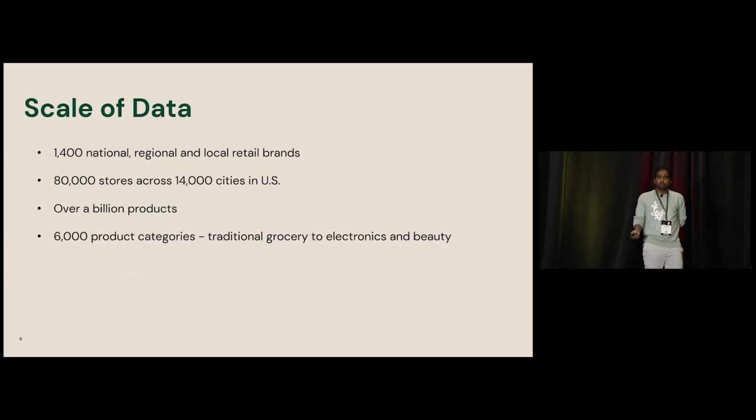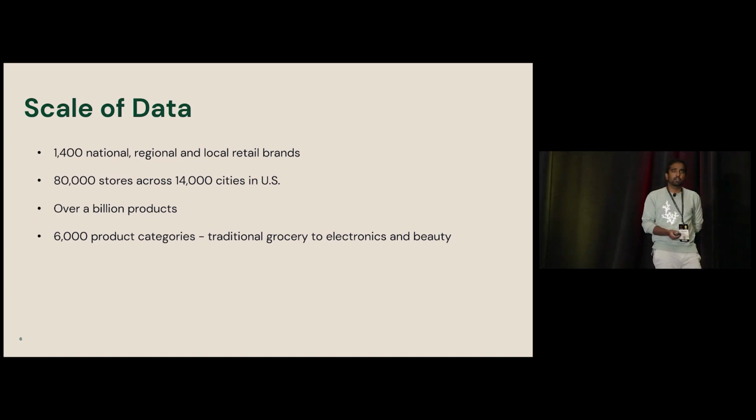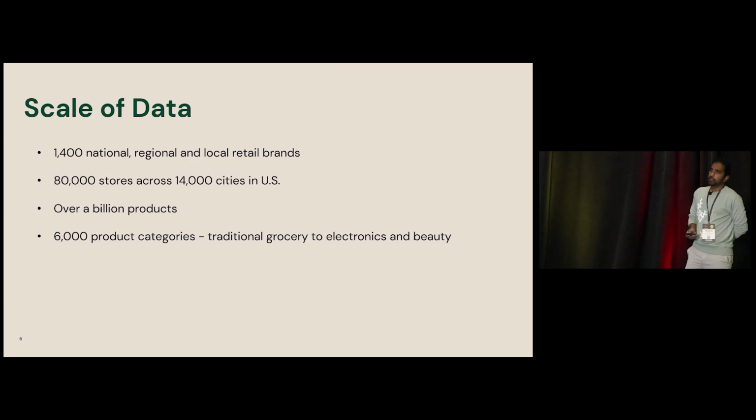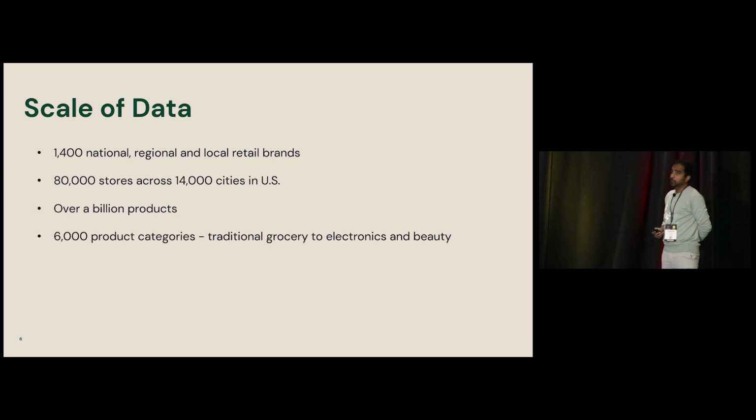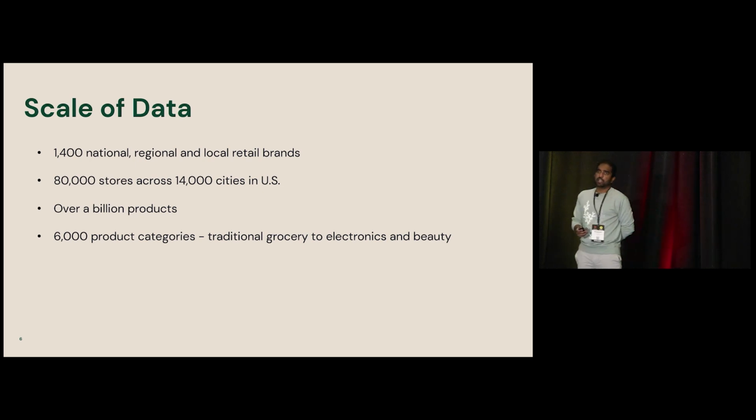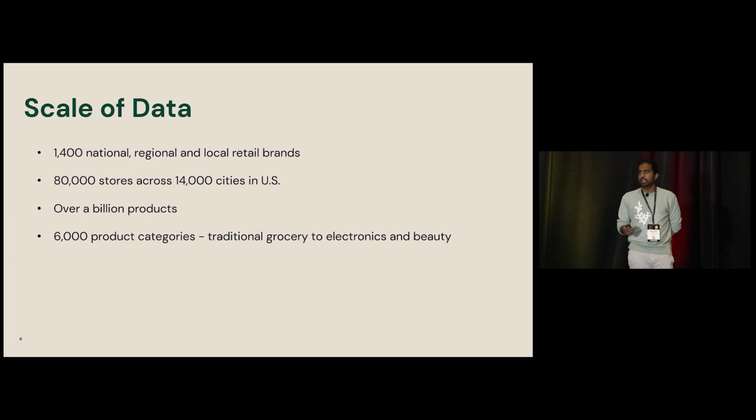And just to quickly talk about the scale of the data, Instacart operates 1,400 national, regional, and local retailer brands out of 8,000 stores across 14,000 cities in the US. We operate over a billion products. This billion products might not seem mammoth scale when you think about it, but when you think about the number of product categories it's spread across, that's where the problem gets very tricky and interesting. So we operate over various categories like traditional grocery, alcohol, beauty, electronics, and so on.